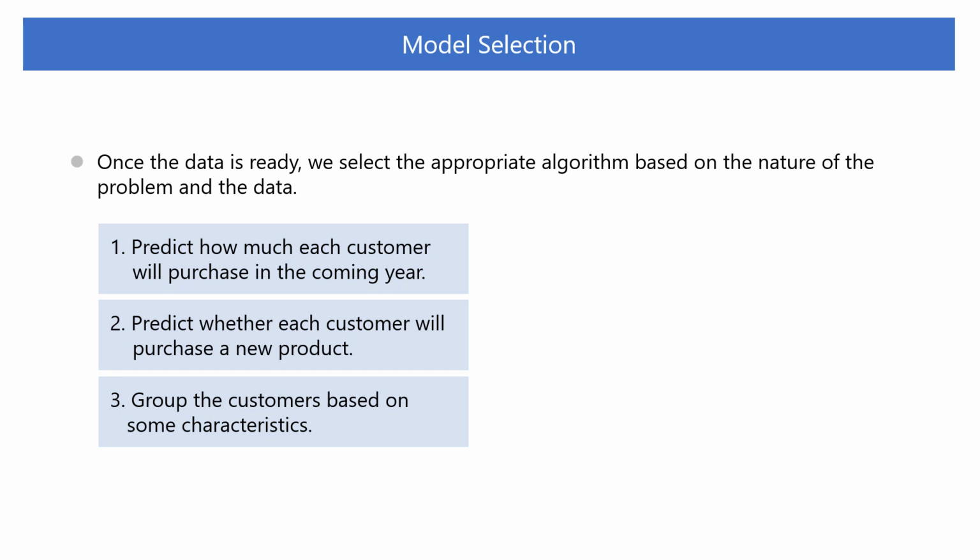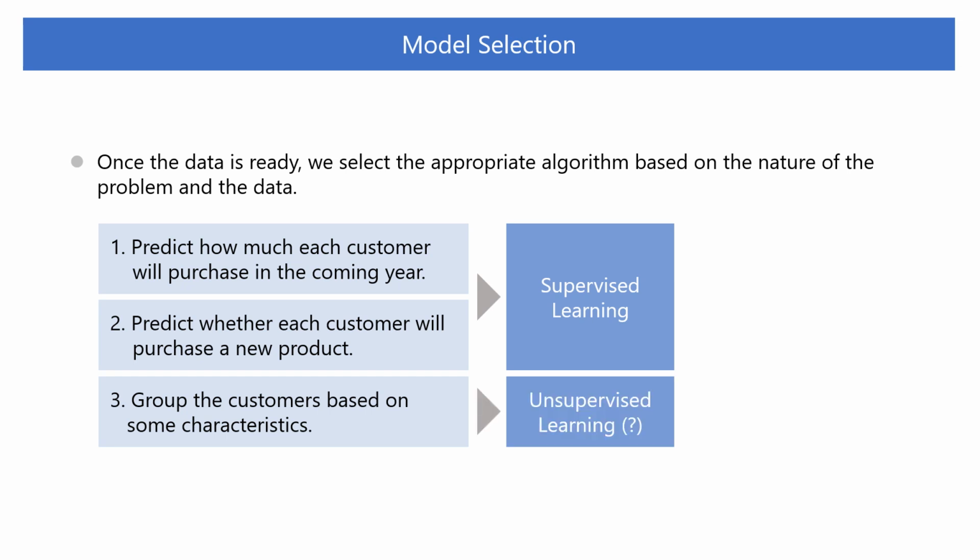In the first two cases, the target variables are predefined. That is, how much each customer will buy next year, and the binary variable, whether or not each customer will purchase the new product. Therefore, these two are supervised learning problems. The third problem is the problem of grouping people based on some features. If it is unknown how the customer should be grouped, the problem is treated as unsupervised learning.